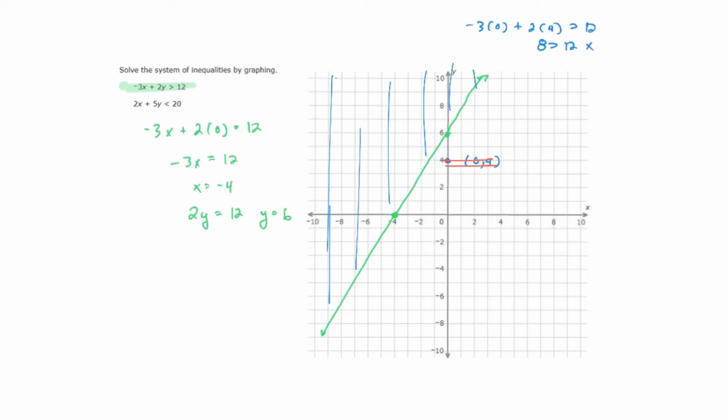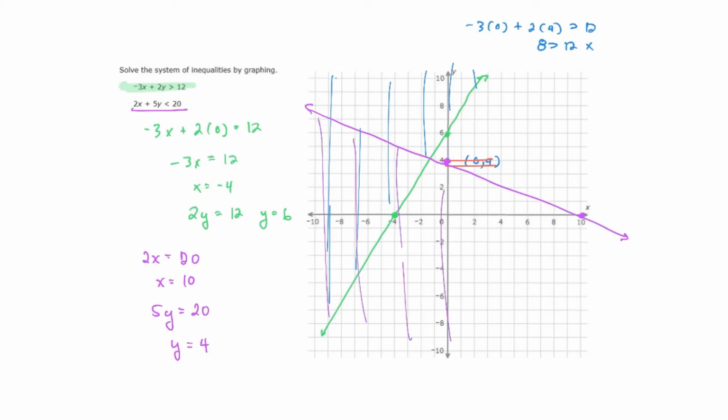And then let's look at the second one. 2x equal to 20, x is equal to 10, 5y is equal to 20. Again, I'm doing this by setting x or y equal to 0, trying to eliminate some steps here. And then you have x is equal to 10, y is equal to 4. Here's your line. In this case, we're talking less than, so we're going to shade down. Our overlapping area is here, and this is our set of solutions we've created by graphing.